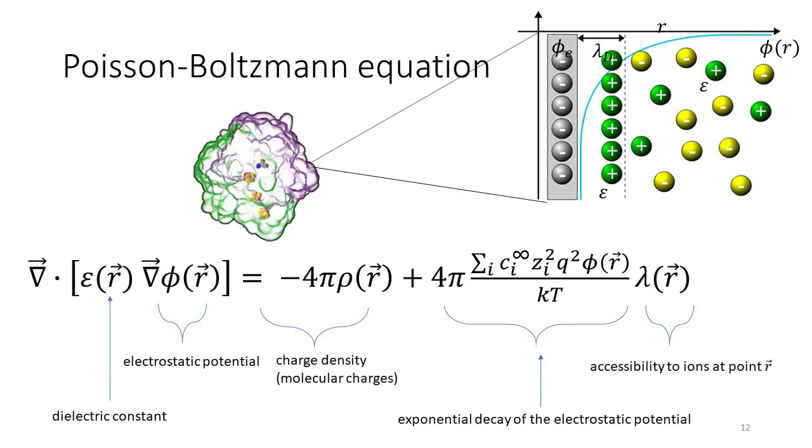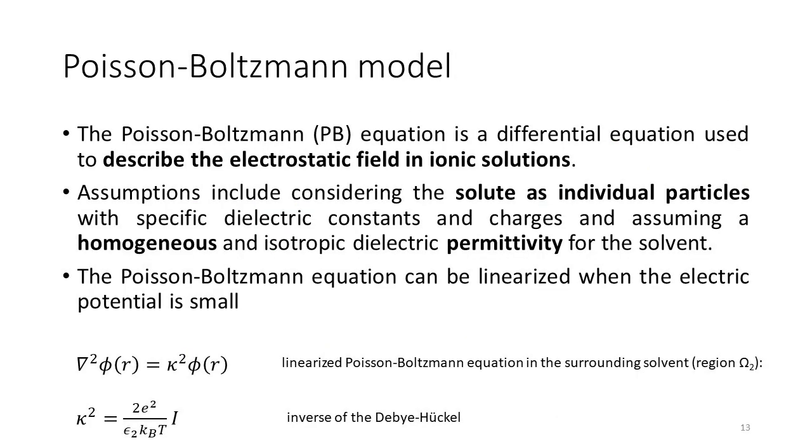So the Poisson-Boltzmann model is going to help us to model the distribution of the electrostatic potential along the distribution of these ions. In general words, I can say that the electrostatic potential is going to decrease as we go far from the surface of the protein. All this information at the end is described in a mathematical model, the equation that you can see in the slide. The Poisson-Boltzmann model is a differential equation that is used to describe the electrostatic potential between particles in ionic solutions.